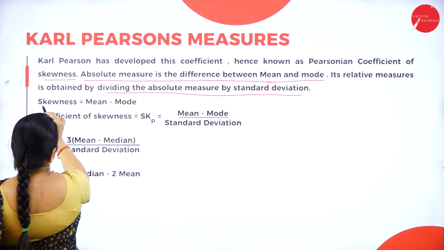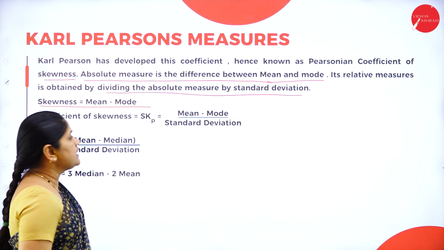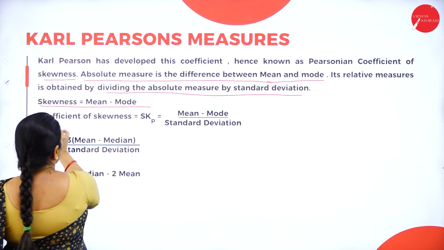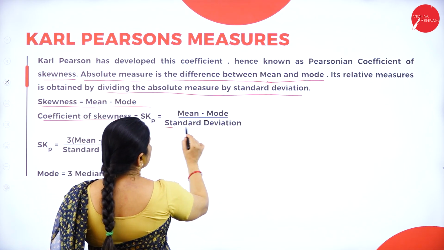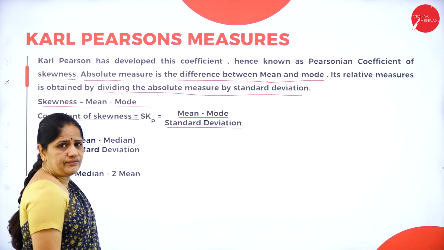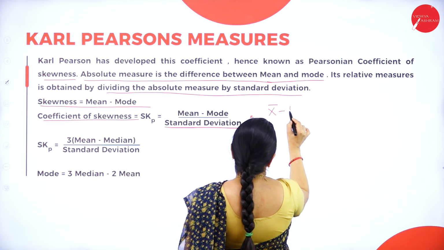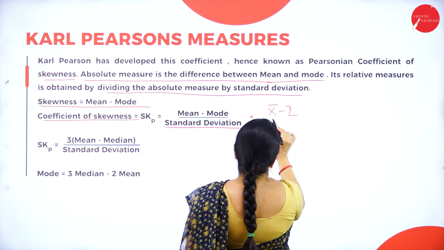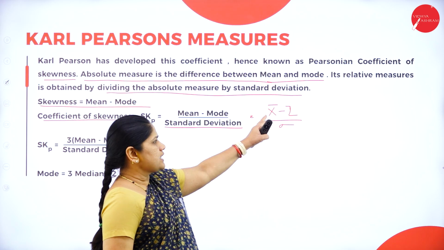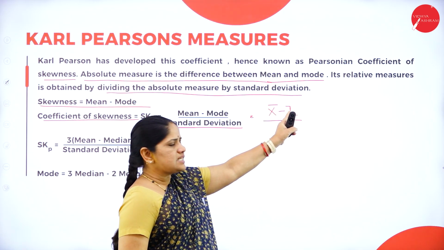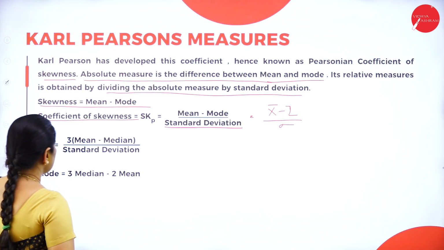If you want to know just the skewness, you can find the difference between the mean and the mode. In the coefficient of skewness, we have mean minus mode divided by standard deviation. We can write this as (x bar minus z) divided by sigma, where x bar represents the mean, z represents the mode and sigma represents the standard deviation.